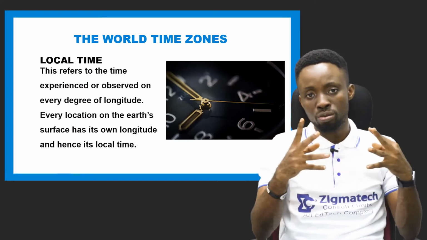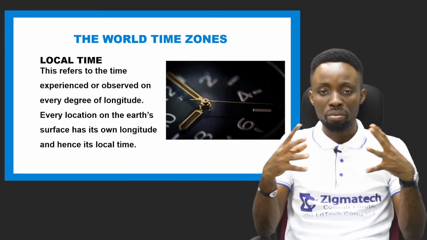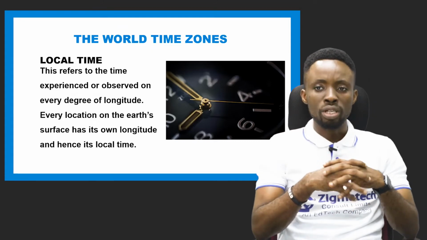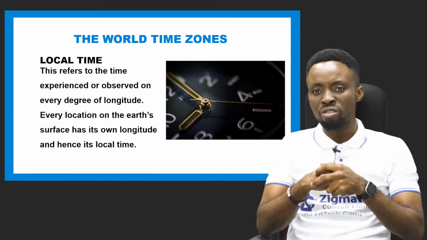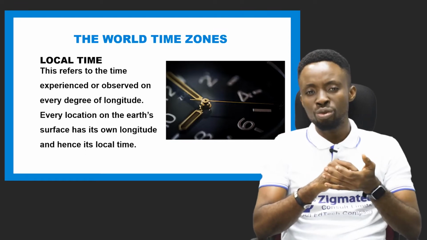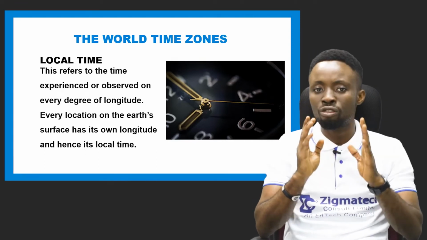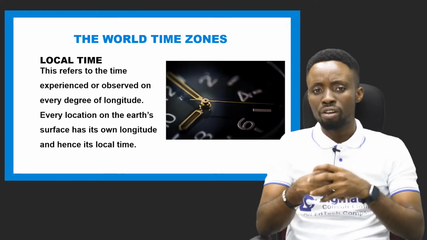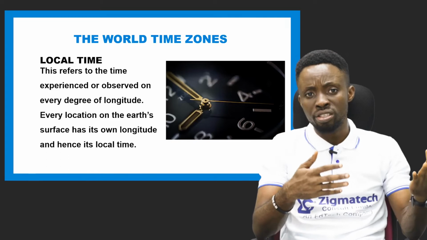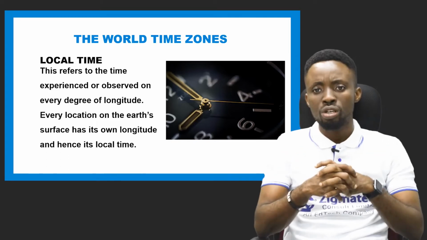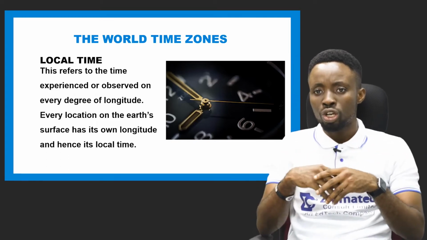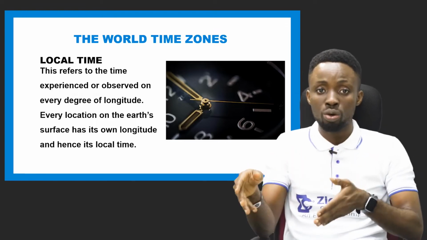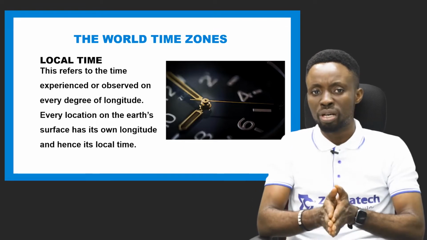So the first type of time zone that we are actually familiar with is called the local time. Now, when I say local time, I'm actually talking about the time we experience or observe whenever we move from one degree to the next degree of longitude on the Earth's surface. Now, this is what it means. We have 180 degrees east and 180 degrees west on the lines of longitude. So for every 1 degree of longitude you move, you've actually crossed from one local time to another local time. So local time is based on a particular degree.